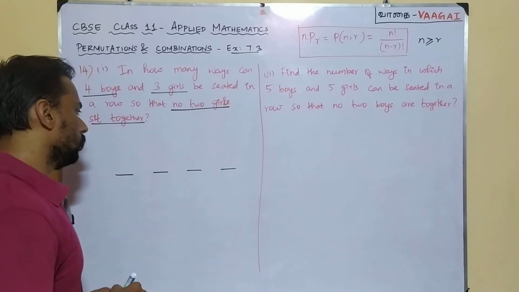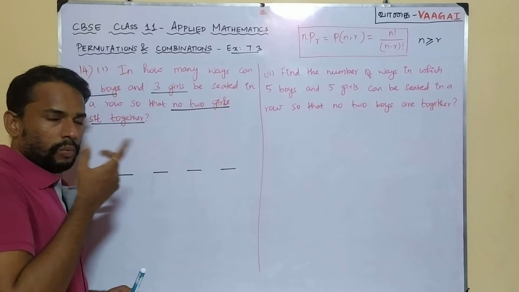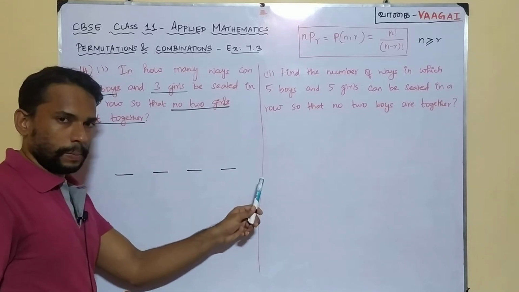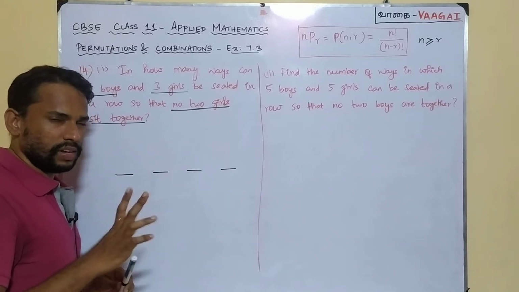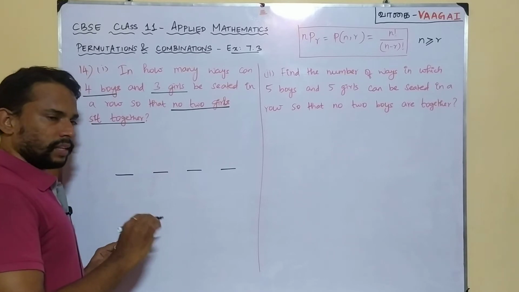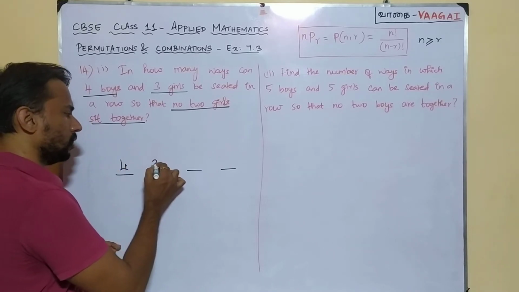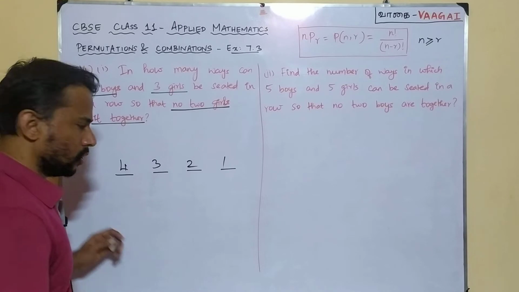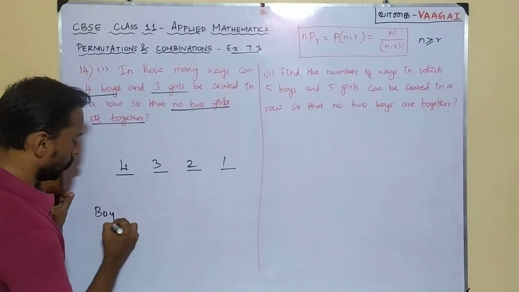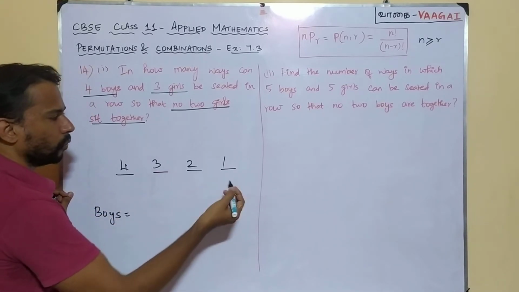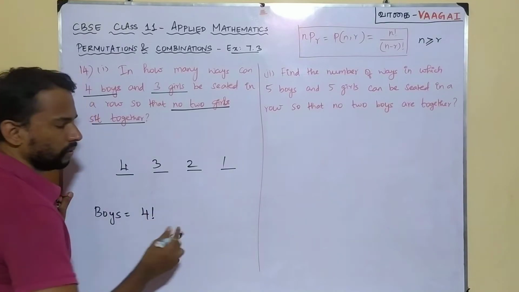Now these 4 boys can be seated in how many different ways? We made 4 slots here, and in how many ways can we make them seated? Very simple. We can seat them in 4 into 3 into 2 into 1 ways. So for boys we have 4 into 3 into 2 into 1, that is 4 factorial ways. Very simple.